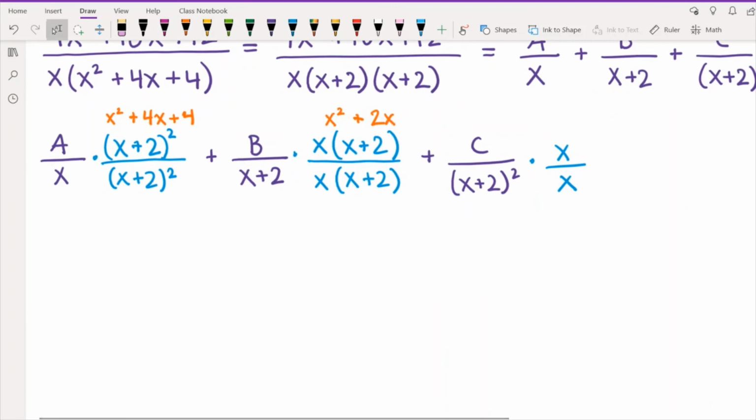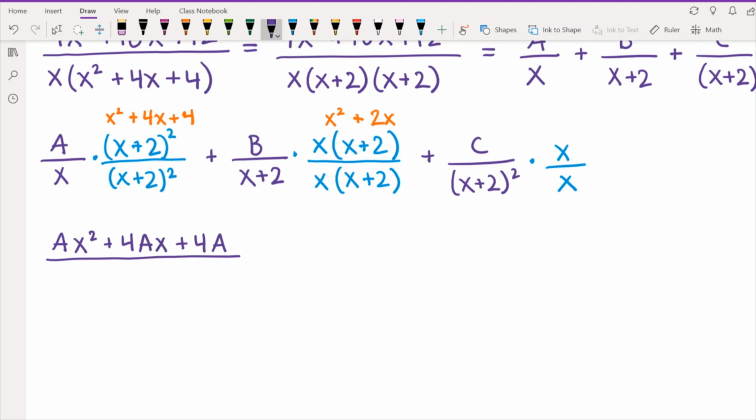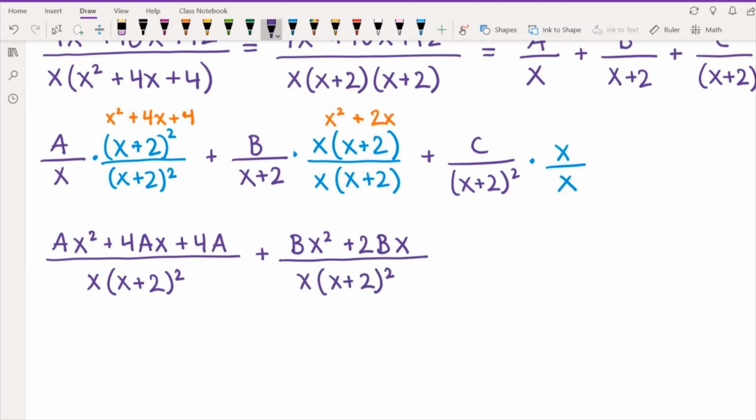Okay, so let's see what this gives us. So our first fraction is going to be ax squared plus 4ax plus 4a over our new denominator. And then our next fraction is going to be bx squared plus 2bx over x times x plus 2 squared. And then our third one is just going to be cx over x times x plus 2 squared.